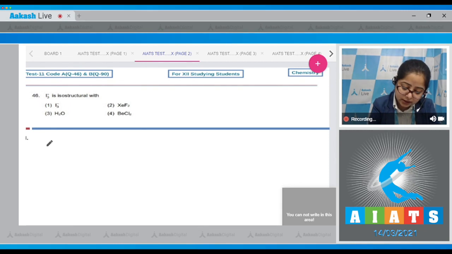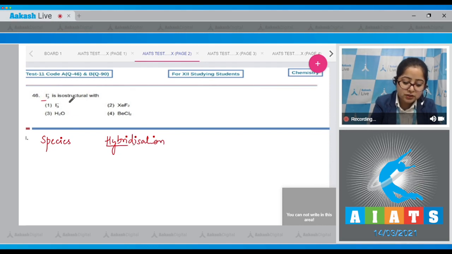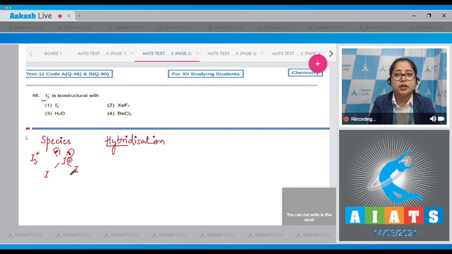Let's start with I3 plus. So here I'm writing species and here I'm writing hybridization of central atom. Let's start with the first species, which is I3 plus. Here iodine is surrounded with two another iodine atoms and two lone pairs. So the hybridization of central iodine atom is sp3 and the shape is bent.